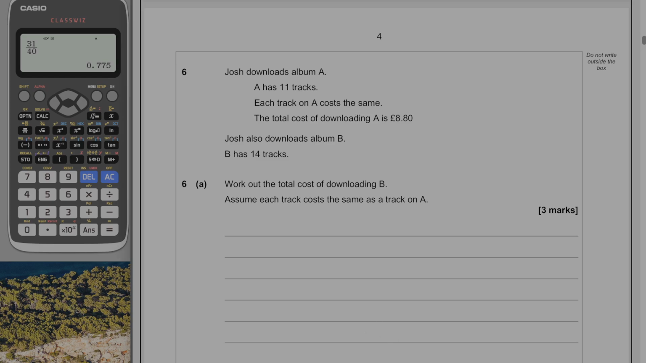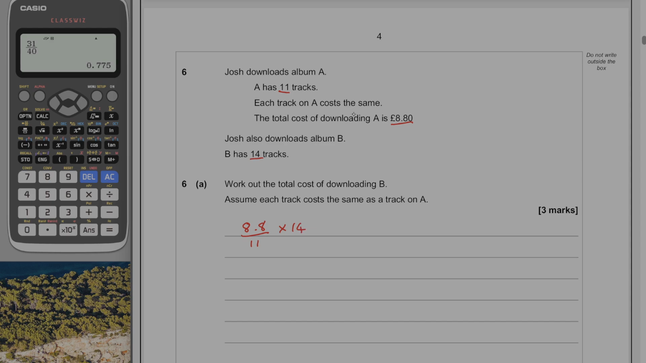That's really wants to get a feel for the question. So I've got an album. I need to work out the average price of a track on album A, and then I need to work out how much that average price would cost me for album B. So we've got 11 tracks that cost £8.80. So to work out that, I'm going to do 8.8 divided by 11. And then to work out the price for 14, I'm going to times it by 14.